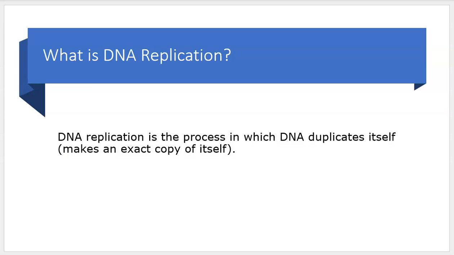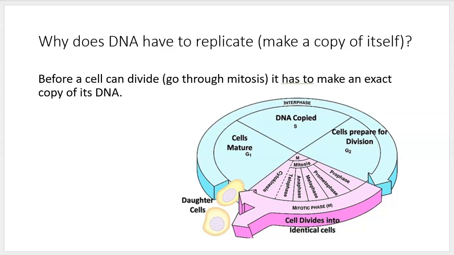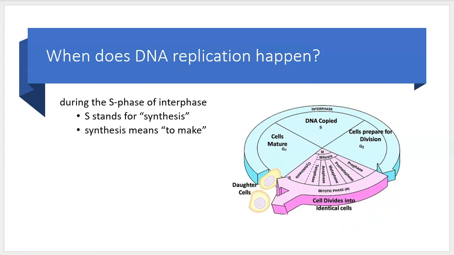So what is DNA replication? By definition, it's the process in which DNA duplicates itself. And if you want to put that in easier terms, it's the process in which DNA makes an exact copy of itself. Why does DNA have to replicate or make a copy of itself? We just talked about it. Before a cell can divide, before it can go through mitosis and divide, it has to make an exact copy of its DNA because one copy has to go with this cell and one copy has to go with the other daughter cell.